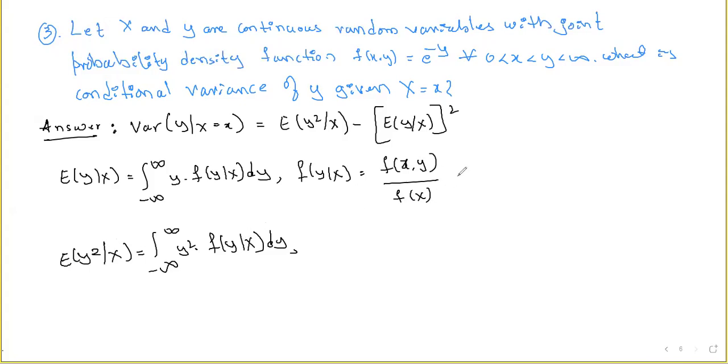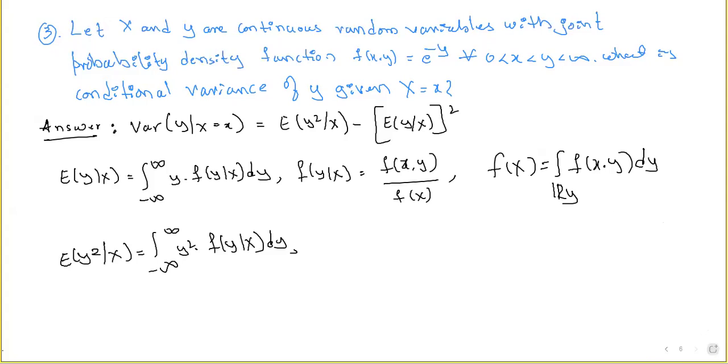Here also the same. Next, to find this, f of x is nothing but integration of f of x comma y dy. Suppose I want x, take the other variable for integration. For continuous, for discrete, take summation over the range space of y. Is it clear? So to find this value, we need to calculate all these values. Clear? Okay, we start one by one.